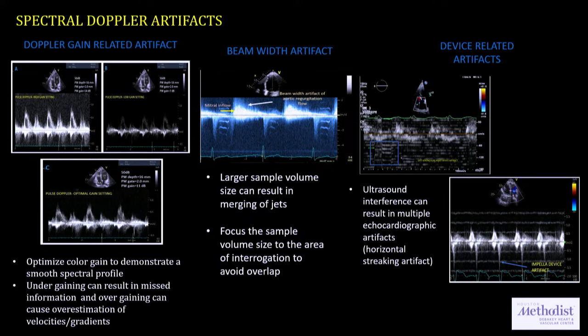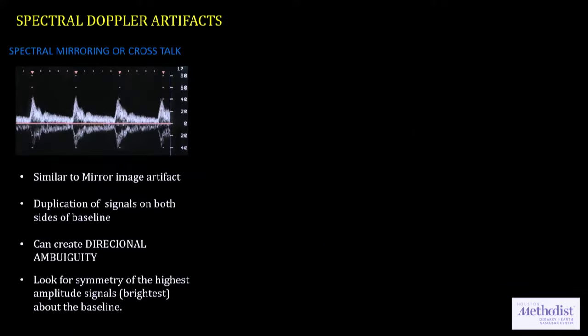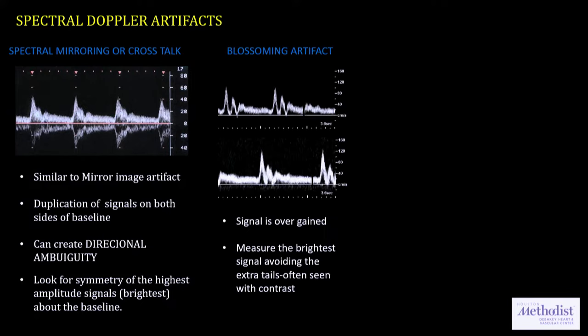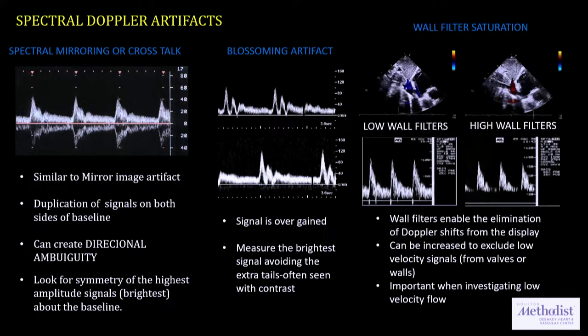What's this one? Those are device-related artifacts, right? The first one here is an LVAD, and this one is an Impella, which is creating those alternate bands. So look out for those artifacts as well. This one is actually spectral mirroring or crosstalk, where you see flow in both directions, right? Again, the brighter signal is the true one, and the less bright signal is the false one. This one, again, is a blossoming artifact.